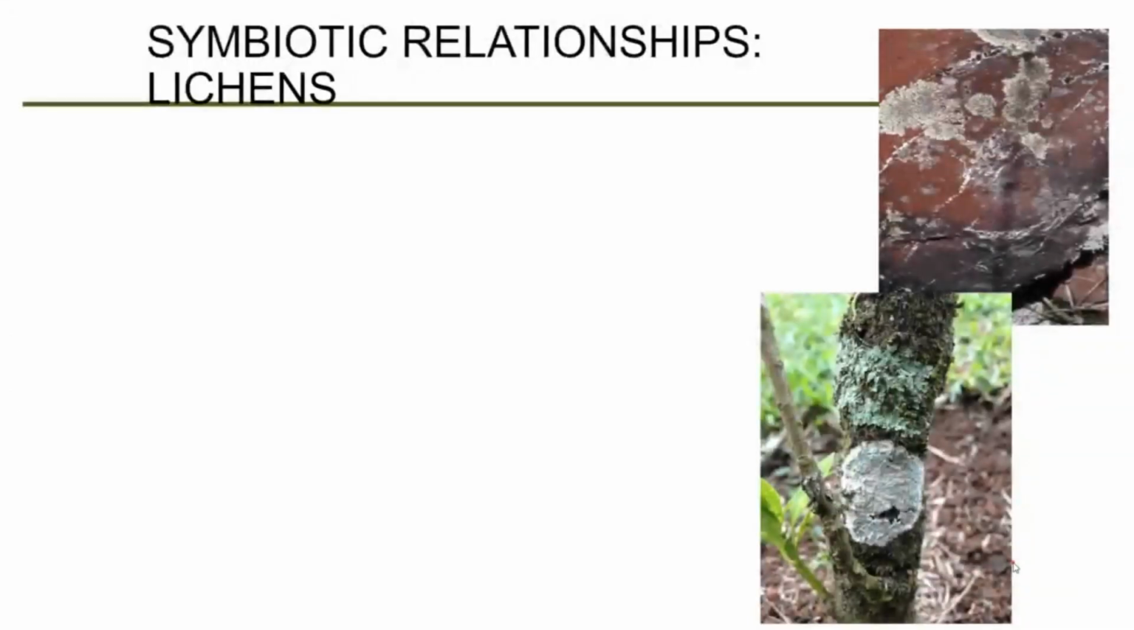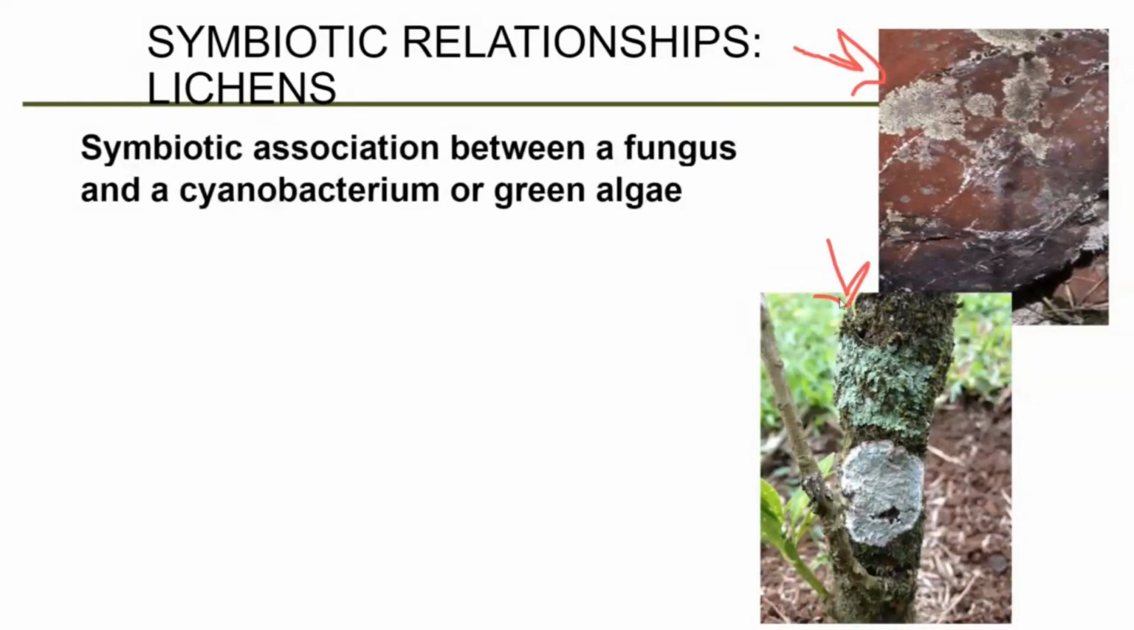Now, there is another symbiotic relationship that fungi create called lichens. So, lichens that you see growing on rocks near the beach or on trees in the forest, this is a mutual relationship between fungus and algae, sometimes cyanobacteria. Anything that undergoes photosynthesis, really.